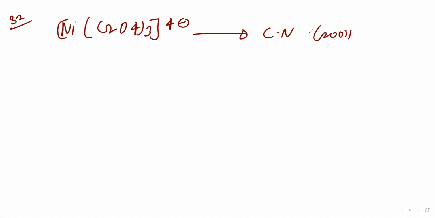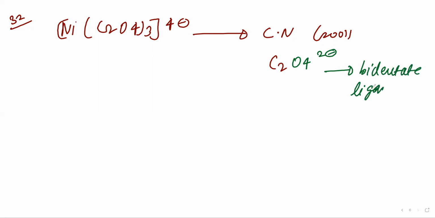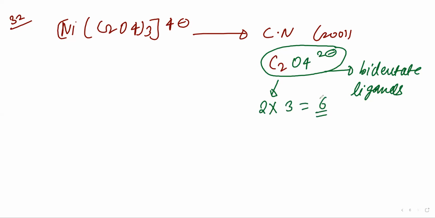As we know, C2O4 2 minus is a bidentate ligand. So write the explanation also. C2O4 2 minus is a bidentate ligand. Right. So a total of 6 donor sites are attached with the central metal atom. So 1 ligand donates 2 lone pairs, so it will be 2 into 3. So a total coordination number of 6 will be there, right? So the coordination number is 6, which is provided by this C2O4 2 minus, due to the bidentate property.